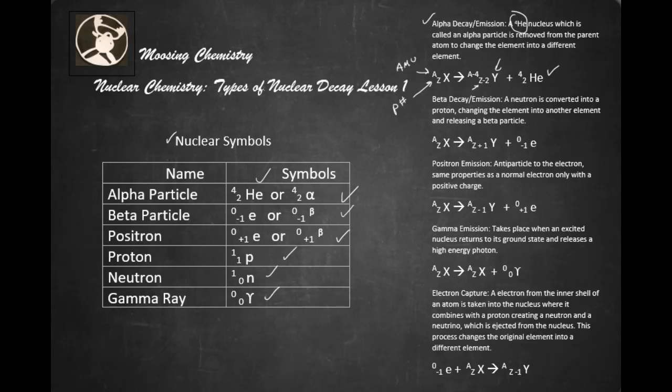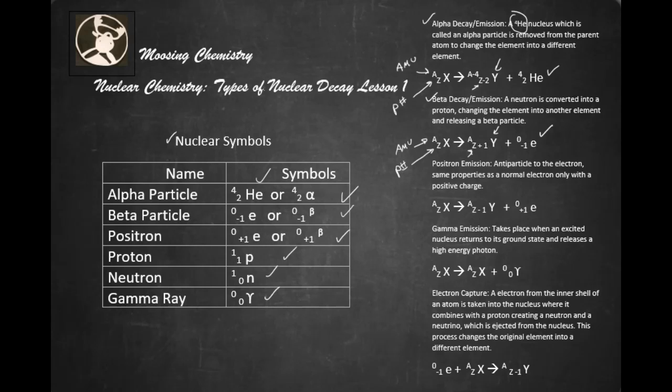All right, our beta decay emission is when a neutron is converted into a proton, changing the element into another element and releasing a beta particle. Again, here's our atomic mass unit, our AMU, and our atomic number, which is the number of protons. That's going to create a brand new element right here, and we're going to be adding a proton to the nucleus by changing a neutron into a proton, and it's going to release our beta particle right here.